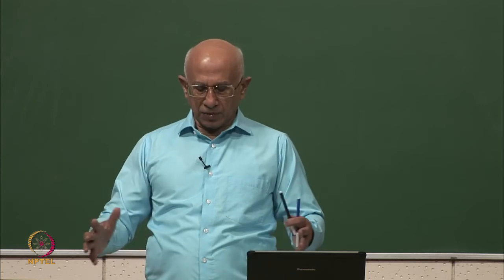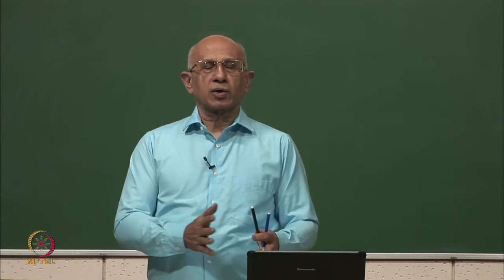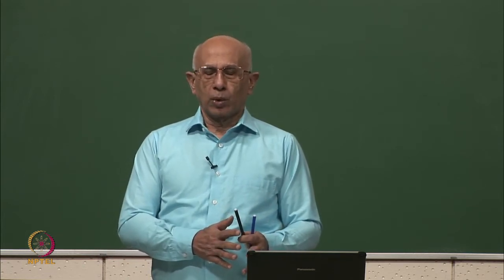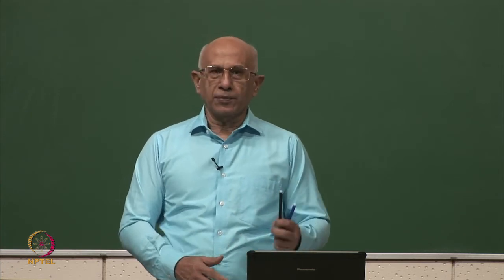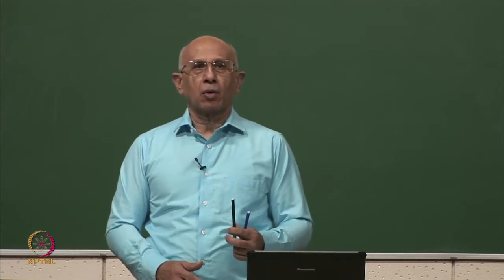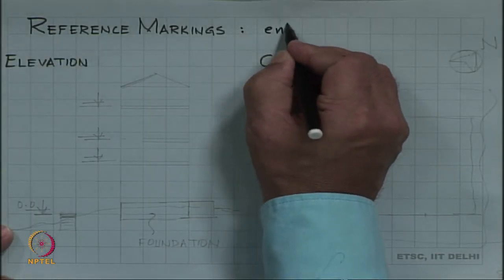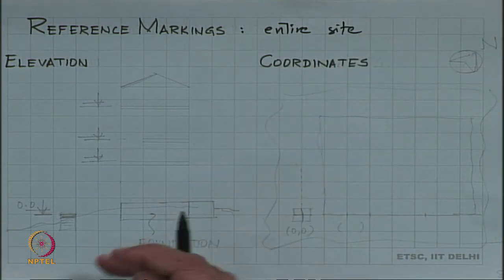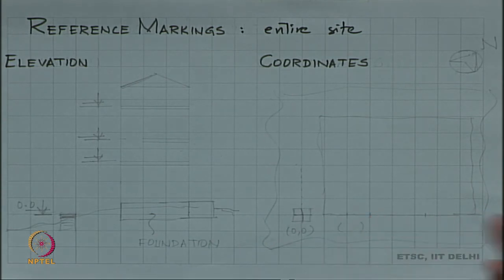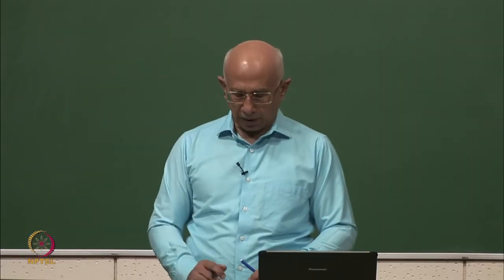And if you are making a series of things, it is important that their relative orientation should be kept the same, which means that all of them should reference themselves to one standard reference marking for the whole site. So, a unique marking for the entire site. The site could be big, it could have many types of buildings scattered over different places, connected by roads, but all of them will refer to a particular reference marking.